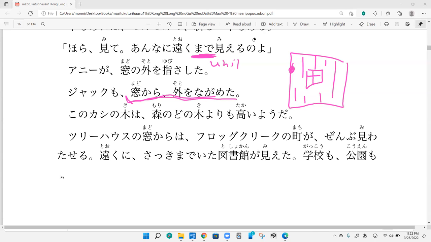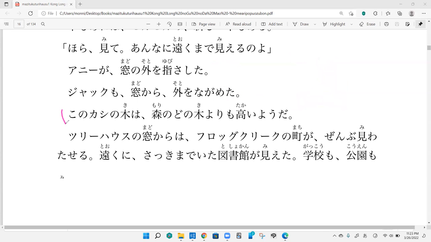Through the window? Yes. Mado kara. Mado means window and kara means from. So from. Jack also views the outside from the window, is what that says. He gazes. Oh, that's the word in English. Gazes. He gazes outside from the window.